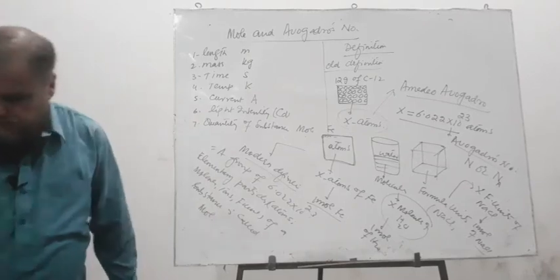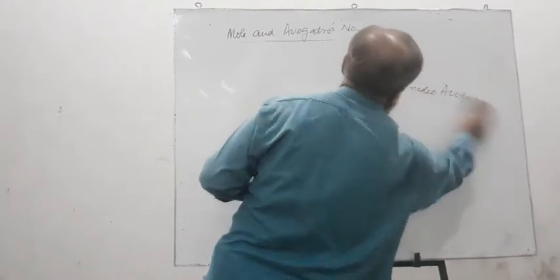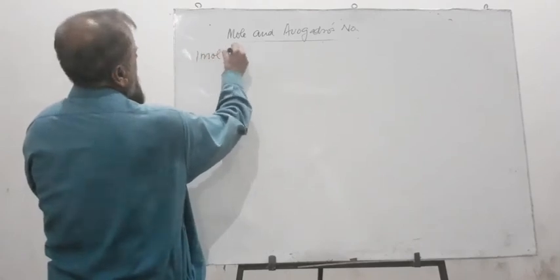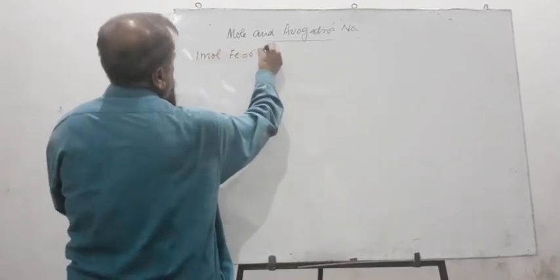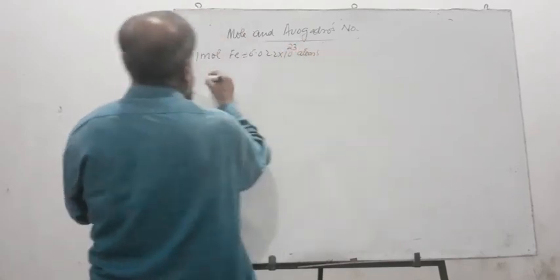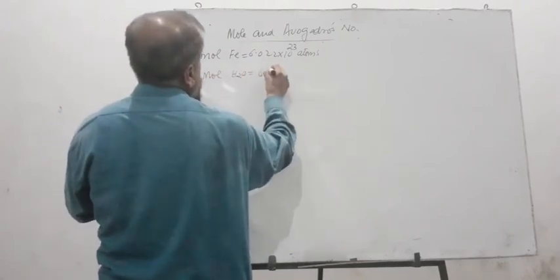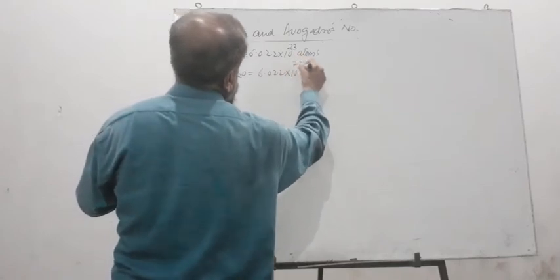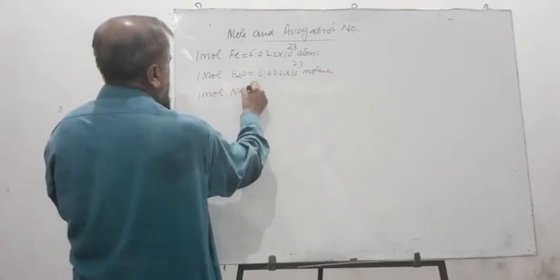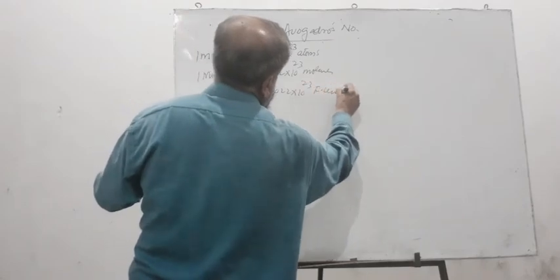Now we come to examples of mole. According to the modern definition, 1 mole of iron will contain 6.022 × 10^23 atoms of iron. 1 mole of water will contain 6.022 × 10^23 molecules of water, and 1 mole of NaCl will contain 6.022 × 10^23 formula units.